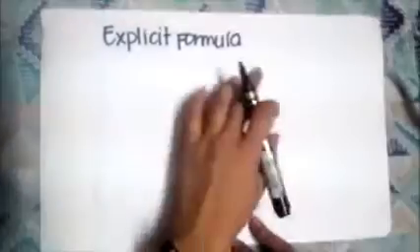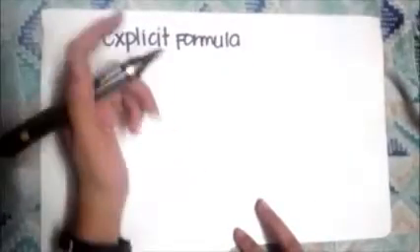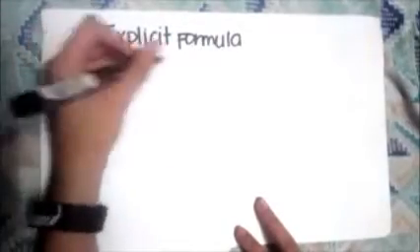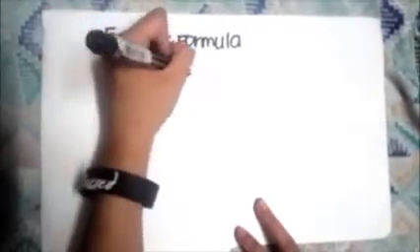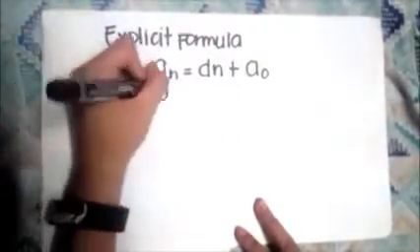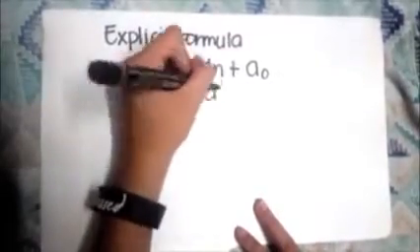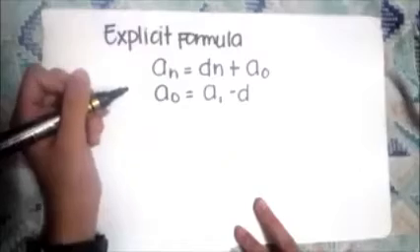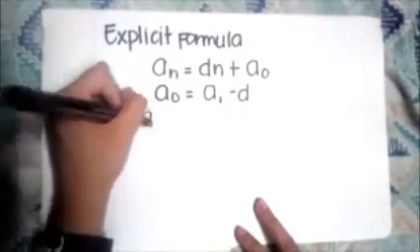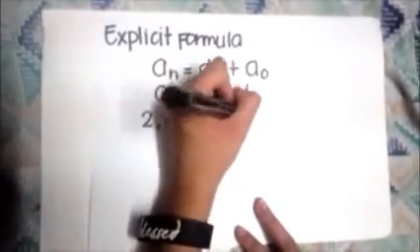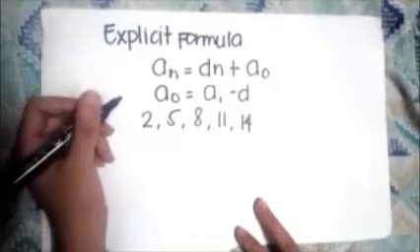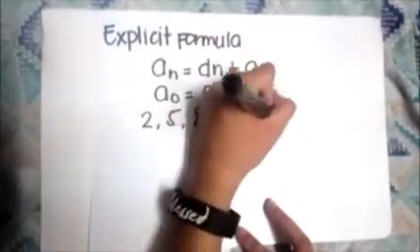We can also use the explicit formula to find the next term of an arithmetic sequence. So the explicit formula for the arithmetic sequence is written as a sub n is equal to the common difference times the number of terms plus a sub 0, wherein a sub 0 is equal to a sub 1 minus the common difference. For example, we have 2, 5, 8, 11, 14. We have to find the common difference of the sequence. And the common difference is 3.